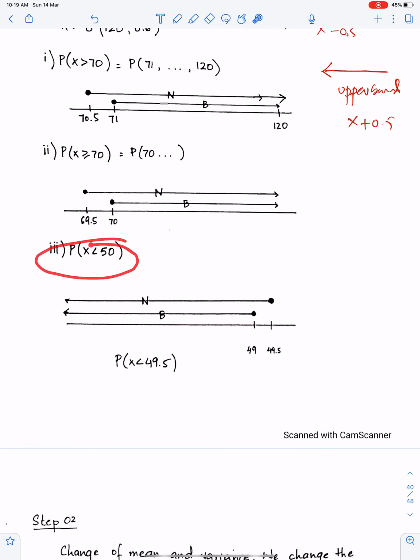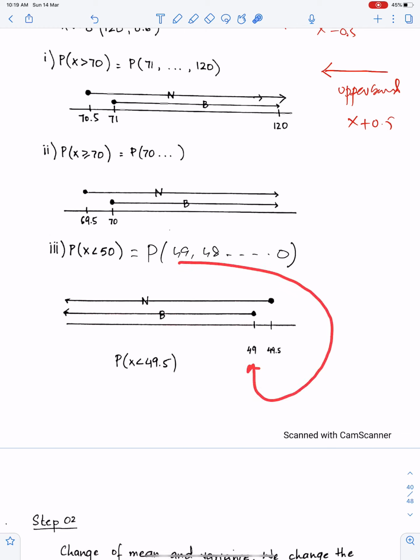Less than 50. The first possible integer for this must be 49 if I solve this question through binomial. So I must write 49 here. And since I'm going on the left side of the number line, I have to take the upper bound of this number. This is the upper bound, and I will use this in the calculation. Instead of 50, I will use 49.5. Or instead of 49, I will use 49.5.